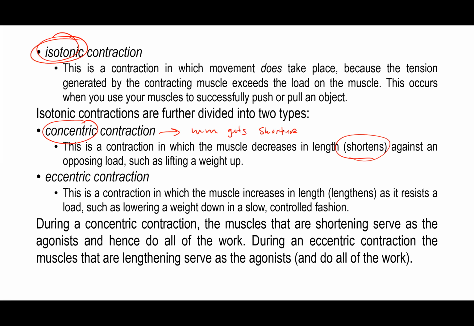So it would be like grabbing a bar and doing a bicep curl. You're bending the elbow and the bicep gets smaller. That is concentric. Eccentric is where the muscle increases in length, so the muscle gets longer. So back to the bicep curl example, it would be allowing your arms to extend. You curl the bar and then you extend and you curl and extend. So eccentric, the muscle gets longer.